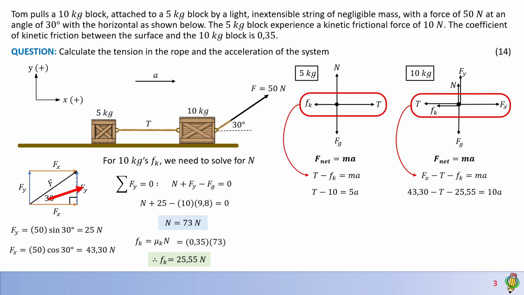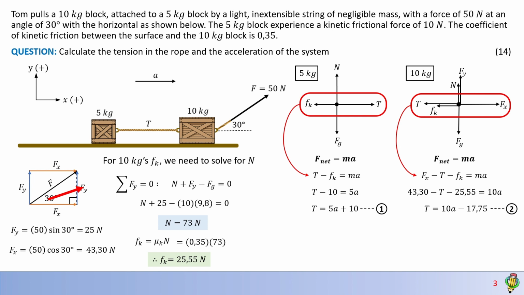Let's continue to work at the same time. This time we look at the 5 kg block. We have T equals 5A plus 10. We just isolated the T there so that we can make that equation 1. We do the same for the 10 kg block. If we make T the subject of the equation, what we get is T equals 10A minus 17.75. Then we can make that equation 2.